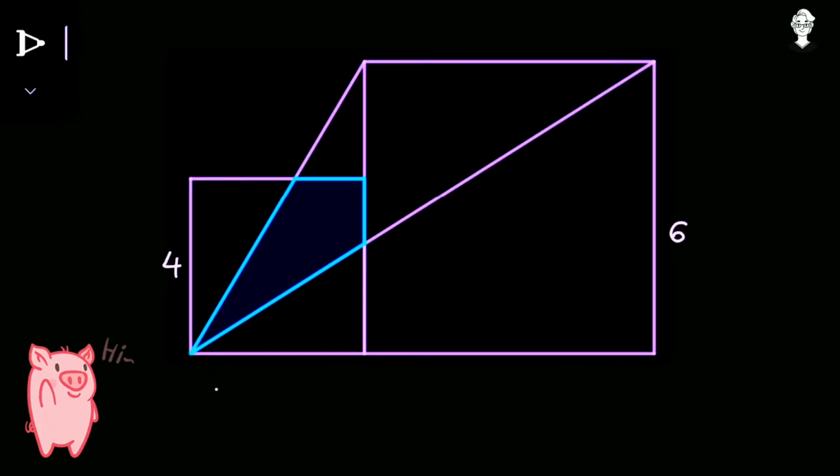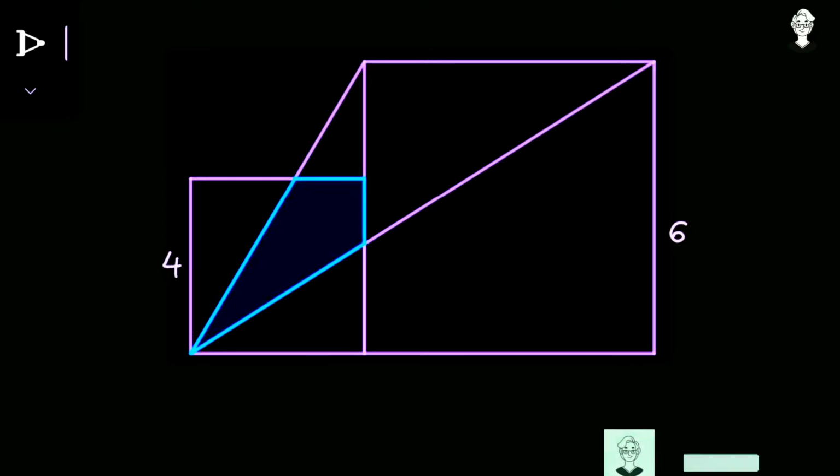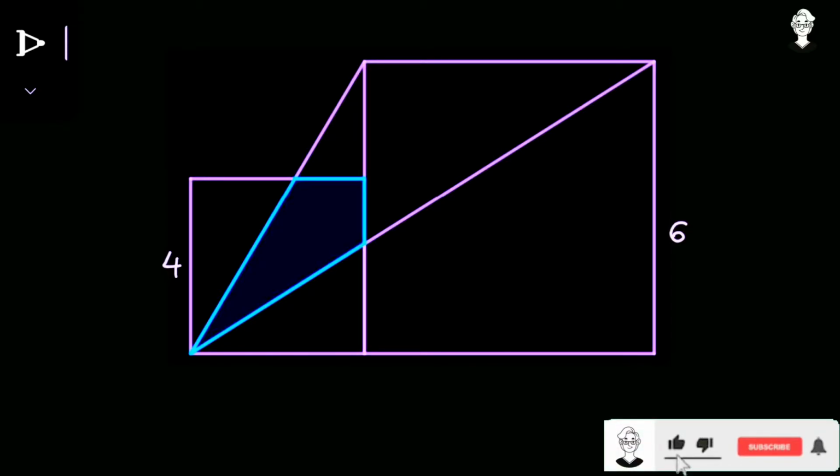So today we have a nice question from Flammable Maths, and the given data is that we have two squares that are on a straight line. The side length of this smaller square is equal to 4 and the side length of this bigger square is equal to 6. All you have to do is solve for this blue shaded region. So let us see the solution.